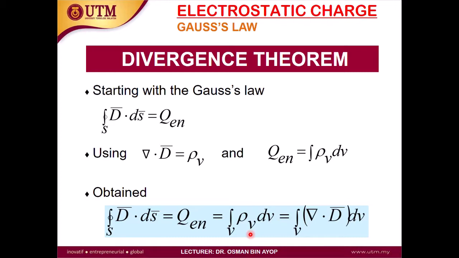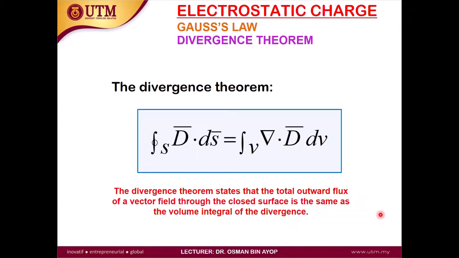Let's say, starting from Gauss's law, the closed integration of D dot dS is equal to Q enclosed. Using the divergence of D equal to rho V and Q enclosed equal to the integration of rho V dV, we can write the expression to be the closed integration of D dot dS equal to Q enclosed equal to the integration of rho V dV. So this is a volume integration, and it is equal to the integration of the divergence of D dV, because rho V is equal to the divergence of D. So as a conclusion, the divergence theorem states that the total outward flux of a vector field through a closed surface is the same as the volume integral of the divergence. So we can see that we can relate the surface integral with the volume integral.